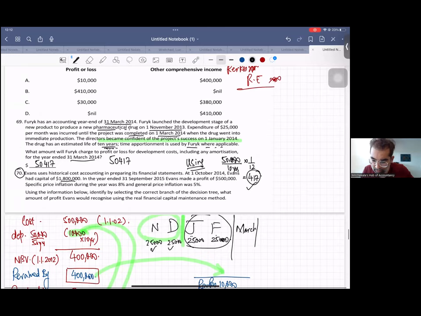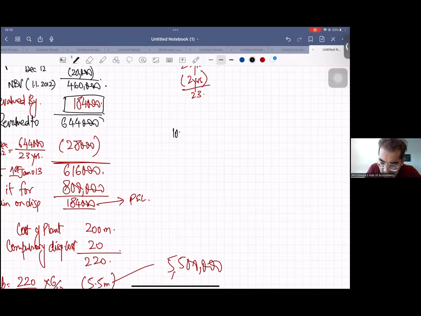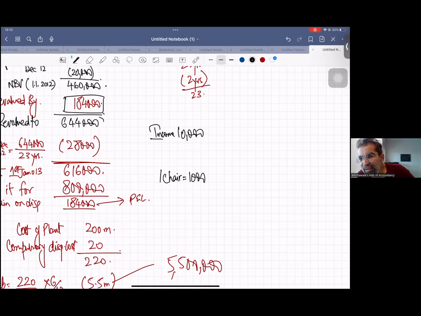For example, my earnings last year was 100,000. Okay. And one chair cost 1,000. So tell me how many chairs I can buy, or make it simple. Make it 10,000. Last year, my income was 10,000 and one chair was equal to 1,000. So that means I can buy 10 chairs last year.